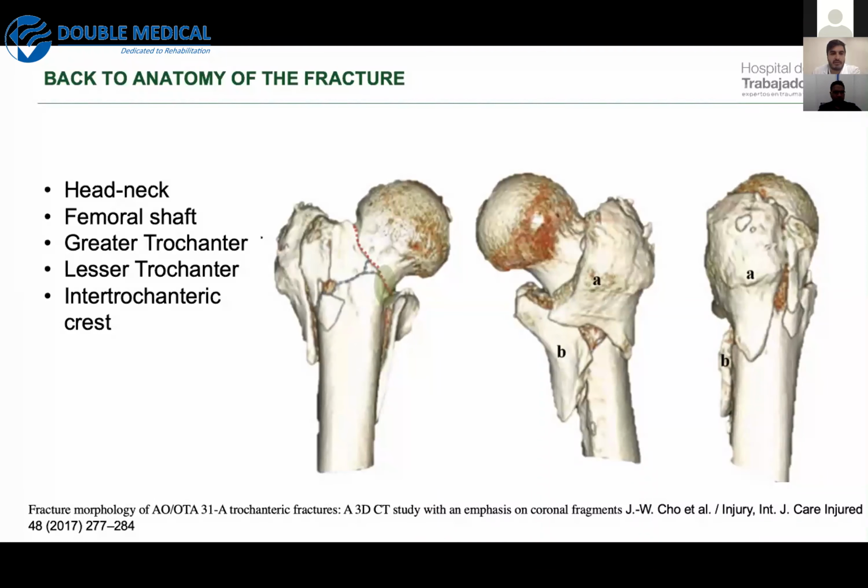Back to the anatomy of the fracture, we analyzed that in this fracture we have different fragments. First of all, the head and neck fragment, also the femoral shaft fragment, greater trochanter, lesser trochanter, and the intertrochanteric crest. In this study, you can see that in these complex fractures, only in this part do you have good contact between the principal fragments, the head and neck, and the femoral shaft.